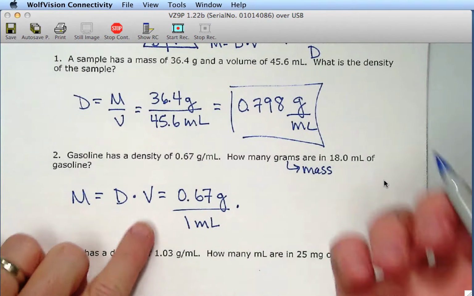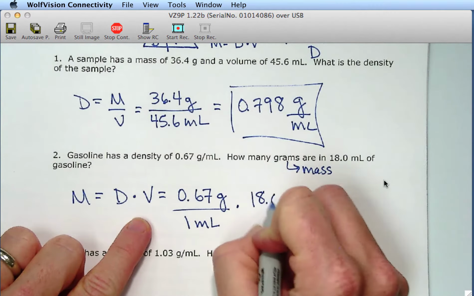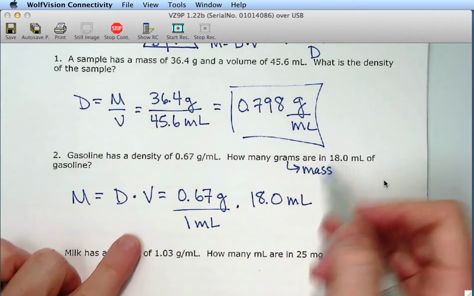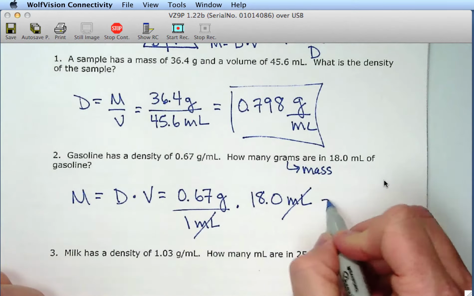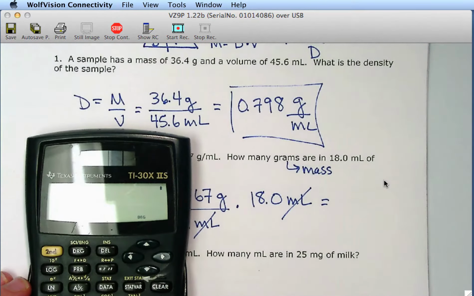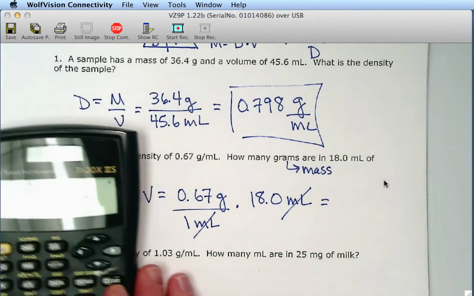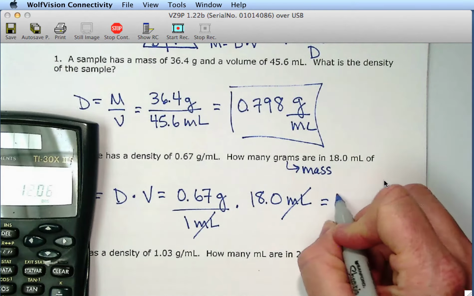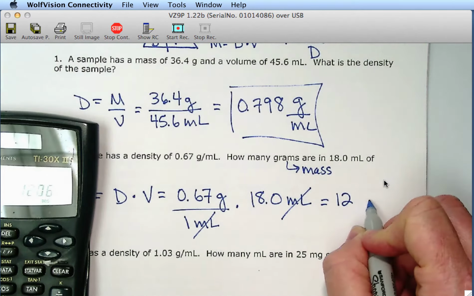So the volume, 18.0 milliliters. Milliliters cancel. How many sig figs will we have? 0.67 times 18. So you end up with 2 sig figs, 12 grams.